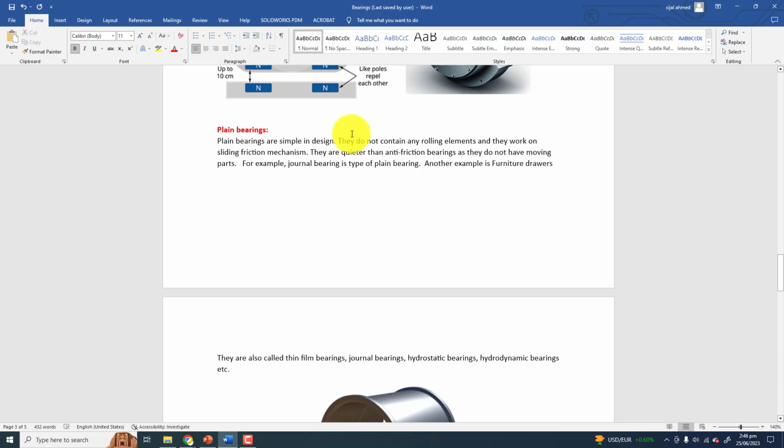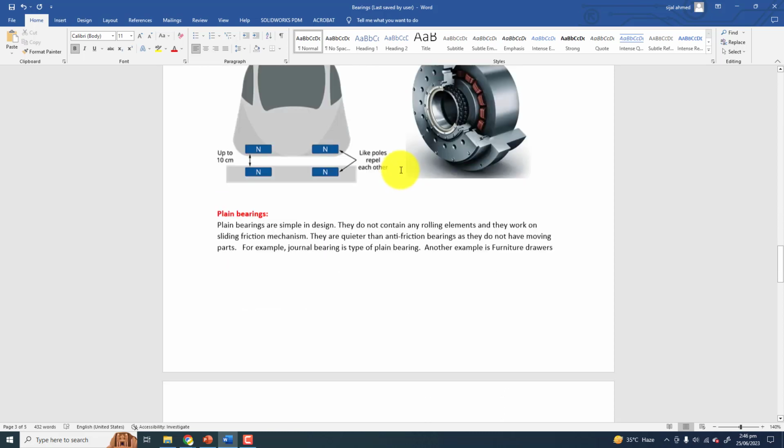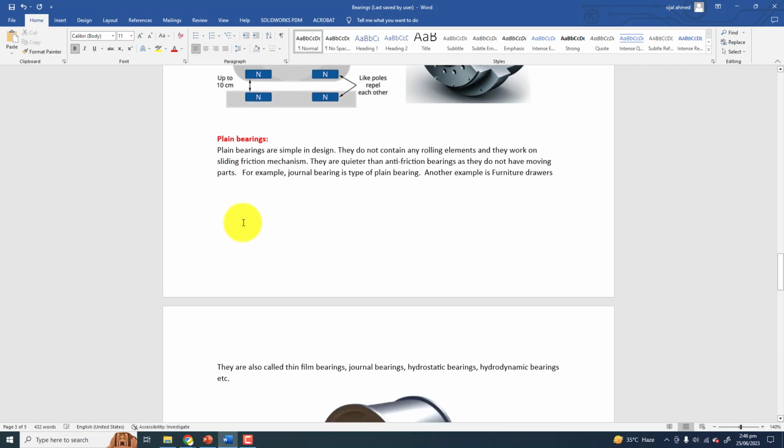So they are very simple in design. They don't contain any rolling elements, and they work on a sliding friction mechanism. And they are quieter than the anti-friction bearings, such as the roller bearing and the ball bearing. Since they don't have any moving parts like the balls or the rollers, they have less friction, and they are quieter.